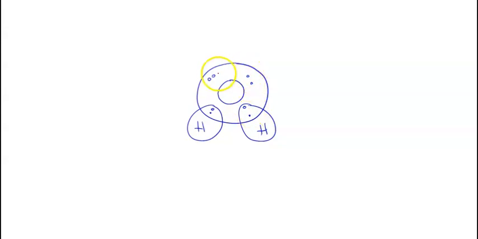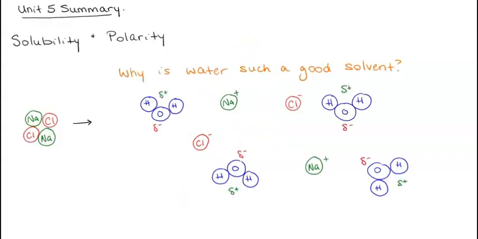That, along with the 2 unbonded electron pairs, gives the water molecule a partial negative charge on the oxygen end and a partial positive charge on the hydrogen end. So the molecule itself doesn't hold a charge, but there are poles, or oppositely charged ends of the molecule. And that's why we call the water molecule a polar molecule, because it has poles. And these poles influence how the water molecules interact with these charged ions in solution.